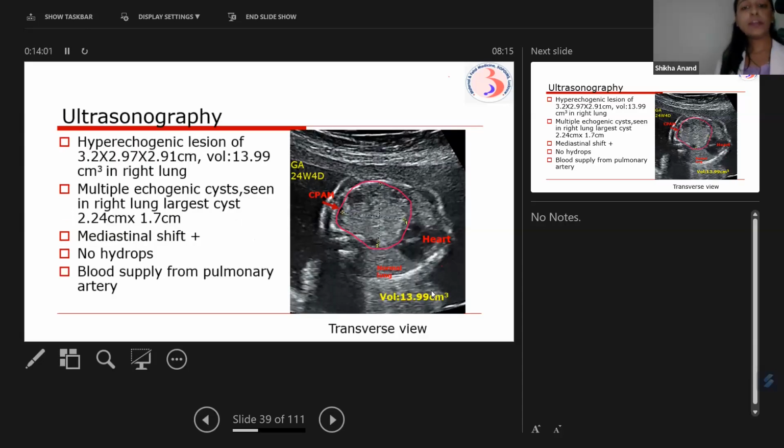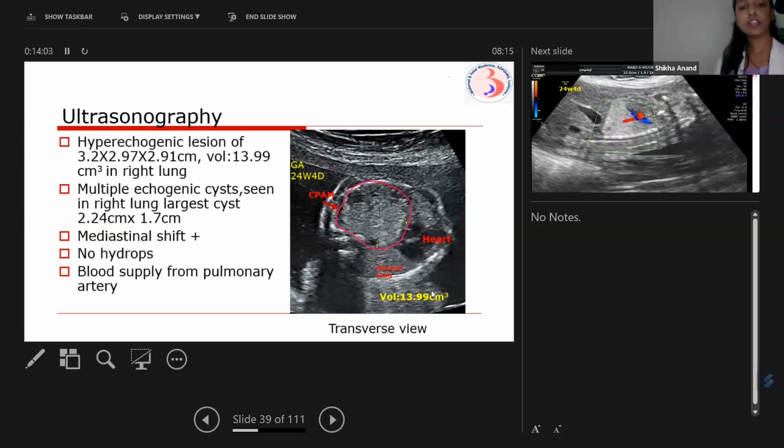On ultrasound in our department, we found a hyperechogenic mass of volume 13.9 cubic centimeters in the right lung. As you can see, this is the transverse view of the fetal thorax, and this is a large mass present in the right lung. There were also multiple echogenic cysts seen within the mass. The heart was pushed to the other side, and there was no hydrops.